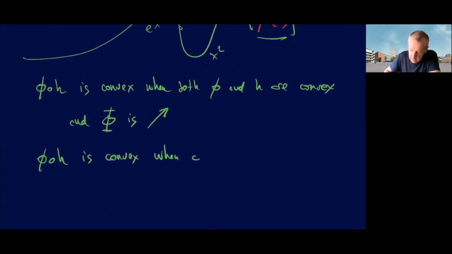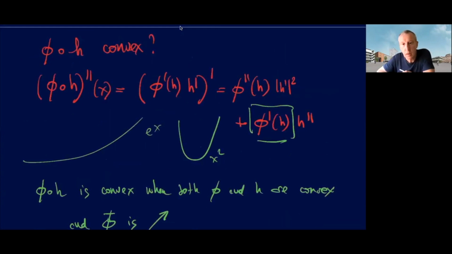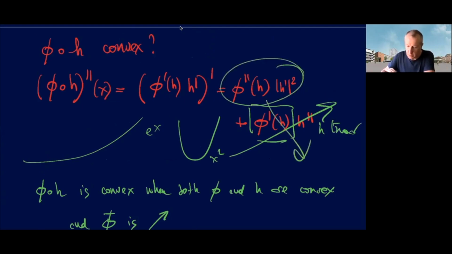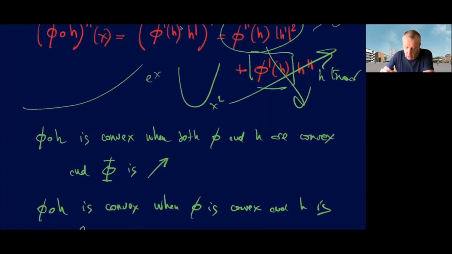You can also, as we said before, have phi composed with h convex when phi is convex and h is linear, right? Why? If h is linear, I can guarantee the convexity. I can guarantee that this second derivative is positive, because h double prime is equal to 0. When h is linear, the second derivative goes away, this second term disappears, and therefore this one is always positive. Okay, but these are basically the cases where I can guarantee that.